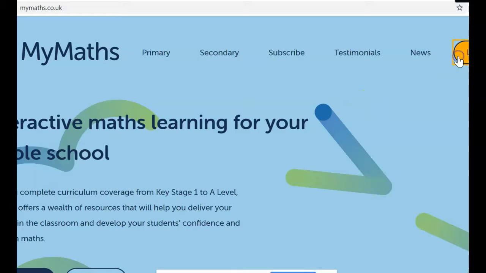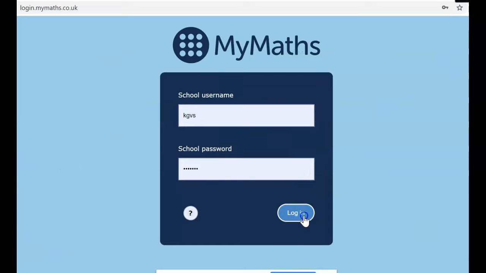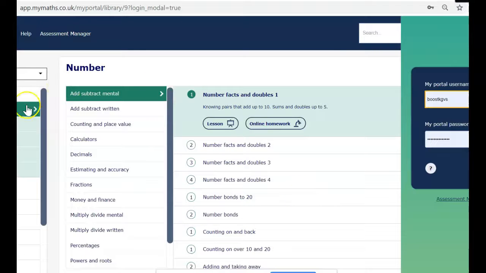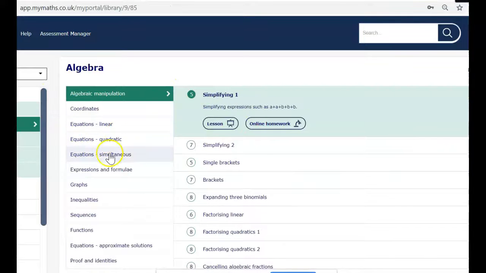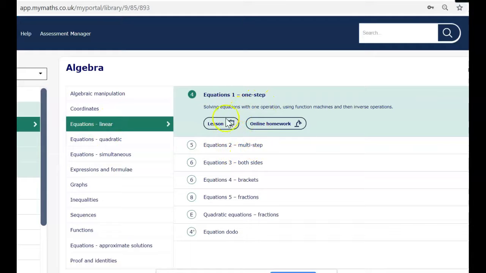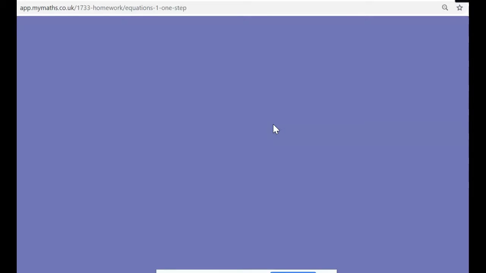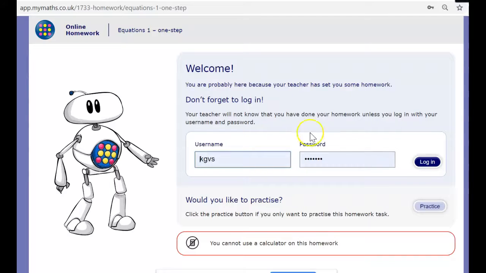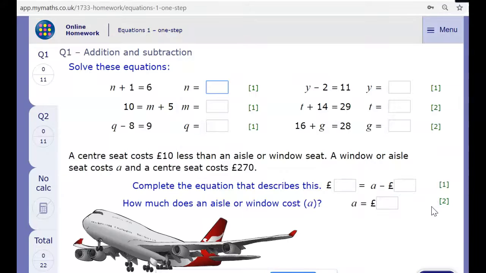Okay, so let's log on to My Maths. There we go, KGVS Maths 19 is the password there. And I'm going to have a look at some algebra equations. We're doing linear equations, and we'll just start with one-step equations. Okay, usually one-step and possibly two-step equations you can just do in your head.